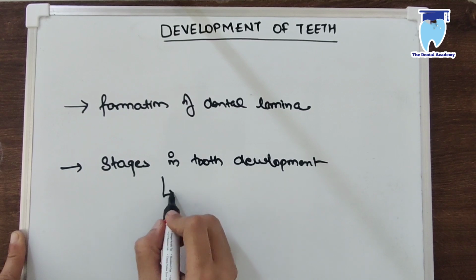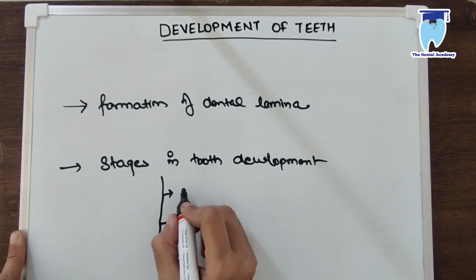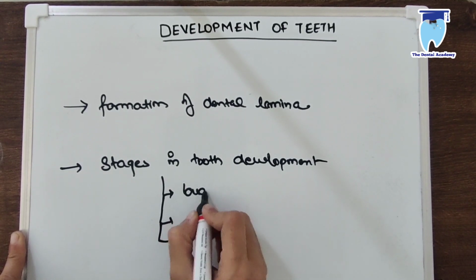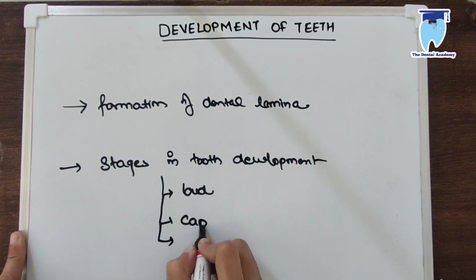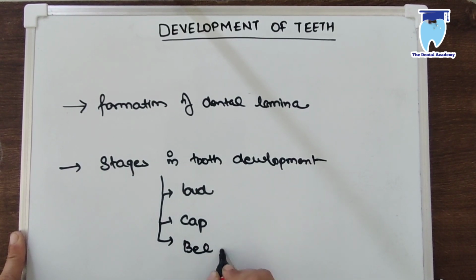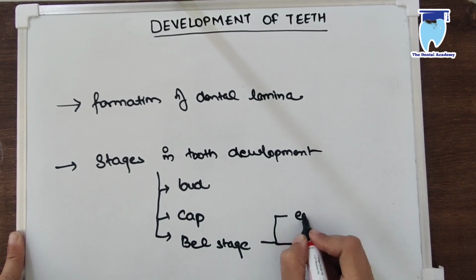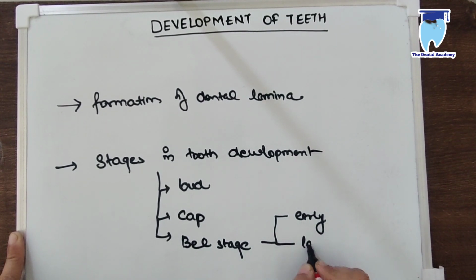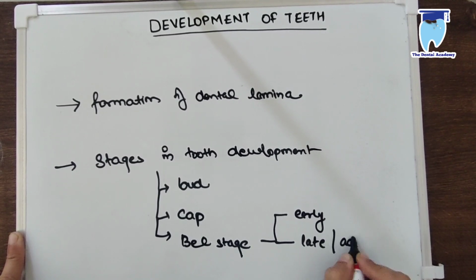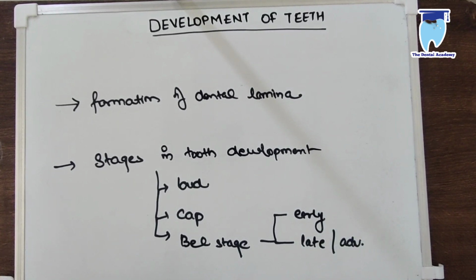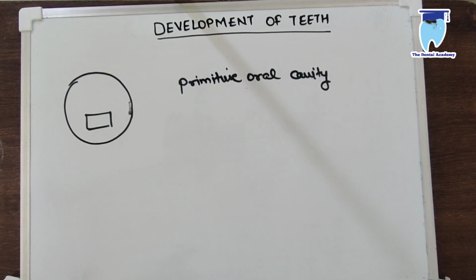तो stages of tooth development में तीन stages होते हैं. The first one is the bud shape stage, second is the cap stage, third is the bell stage. Bell stage is further divided into early bell stage and late, or also known as the advanced bell stage. So we'll be talking about the formation of dental lamina in this video and we'll be covering the rest in the next coming videos. So where does the tooth development happen?